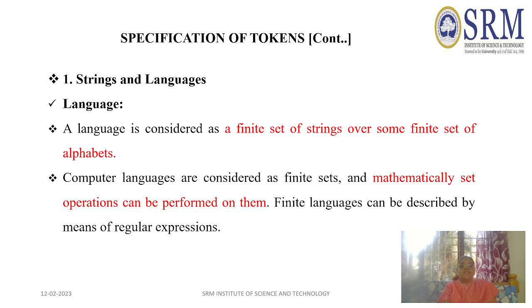So a language is considered as a finite set of strings over some finite set of alphabets. So a finite set of strings, that is also countable, and over a finite set of alphabets. Yes, of course, from the alphabets only we got the strings, and this finite set of strings is going to be in a particular language. So the computer languages are considered as finite sets. Mathematically, set operations can be performed on them. What are the mathematical set operations? We know union and intersection are some of the set operations that can be performed on computer languages. So finite languages can be described by means of regular expressions.